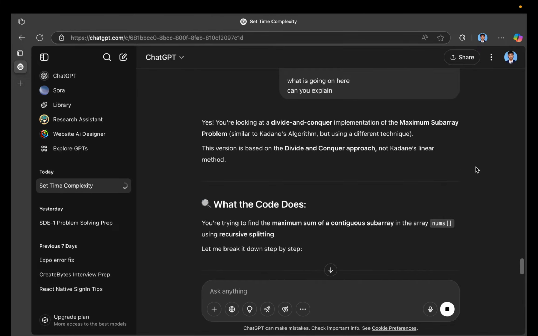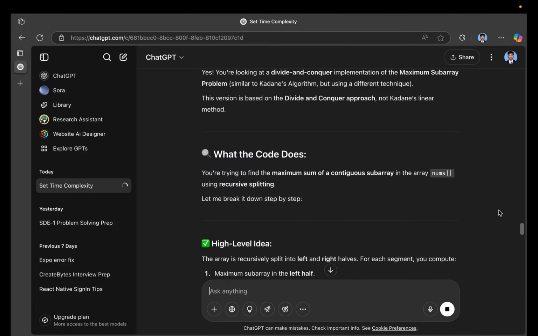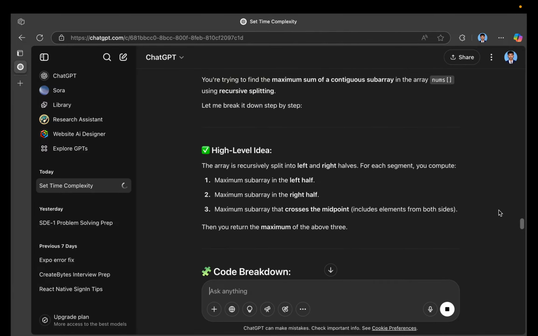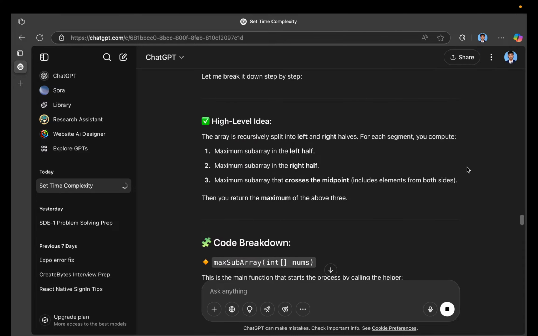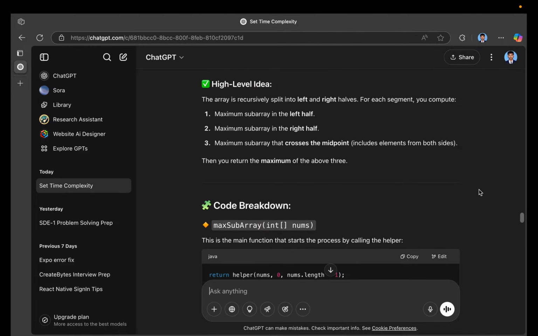Okay, wow. It understands what the question is and divide and conquer. You are trying to find the maximum sum of a continuous subarray in an array nums using recursive splitting. Maximum subarray in the left half, maximum subarray in the right half, maximum subarray that crosses the midpoint, then you return the maximum of the above three. I understand a little bit about the first two statements, but what is this third statement? I don't understand.